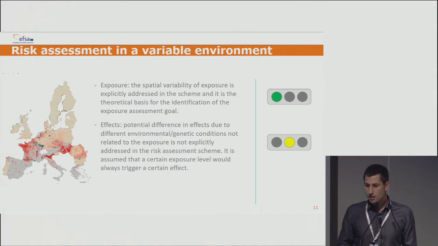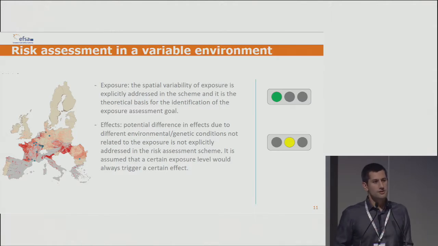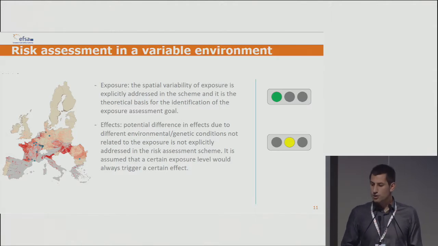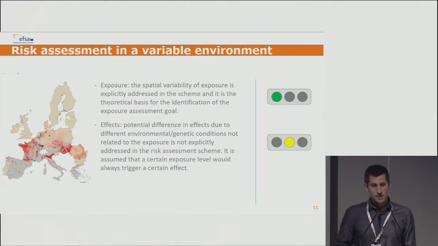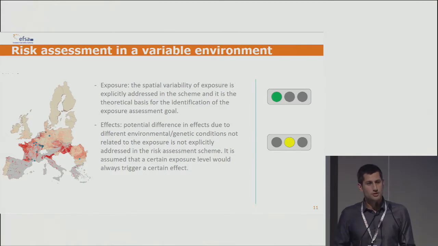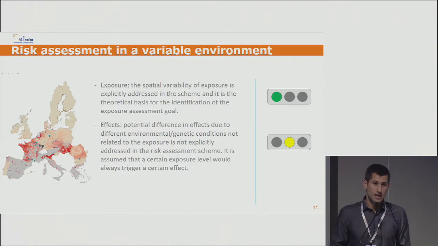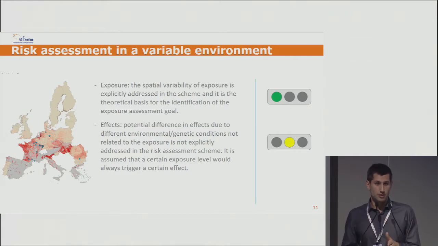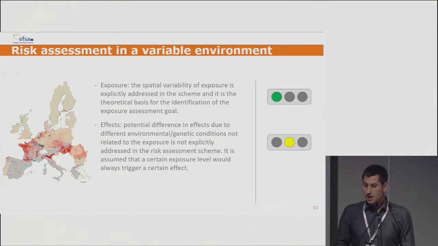Another topic that I would like to talk about, because I think it's really important, is that bees in general live in a variable environment, so we need to account for variability in both the exposure and the effects. For what concerns the exposure, I think the spatial variability is quite well addressed in the problem formulation, as it is in the EFSA guidance document, and it is actually the theoretical basis for the exposure assessment goal I was mentioning before. So that is pretty well covered, I would say.